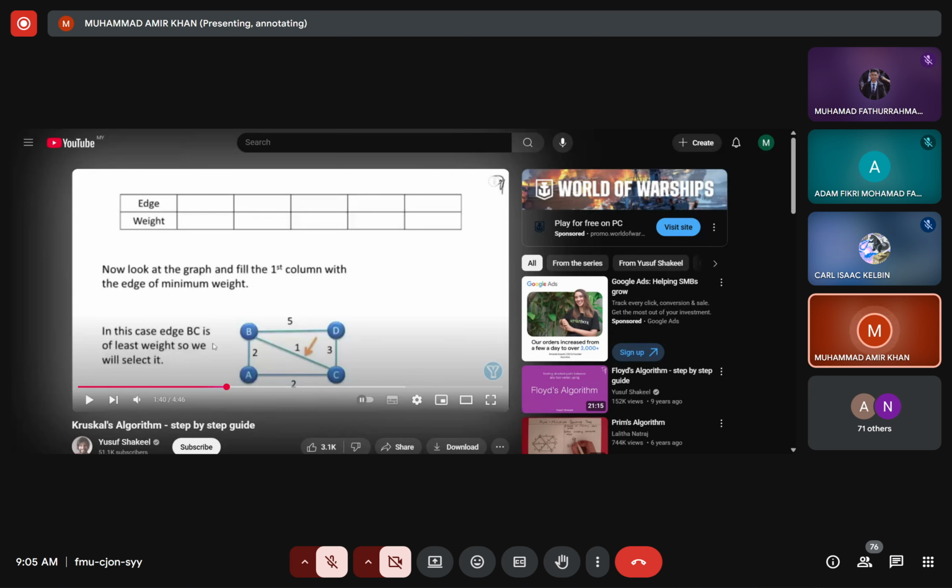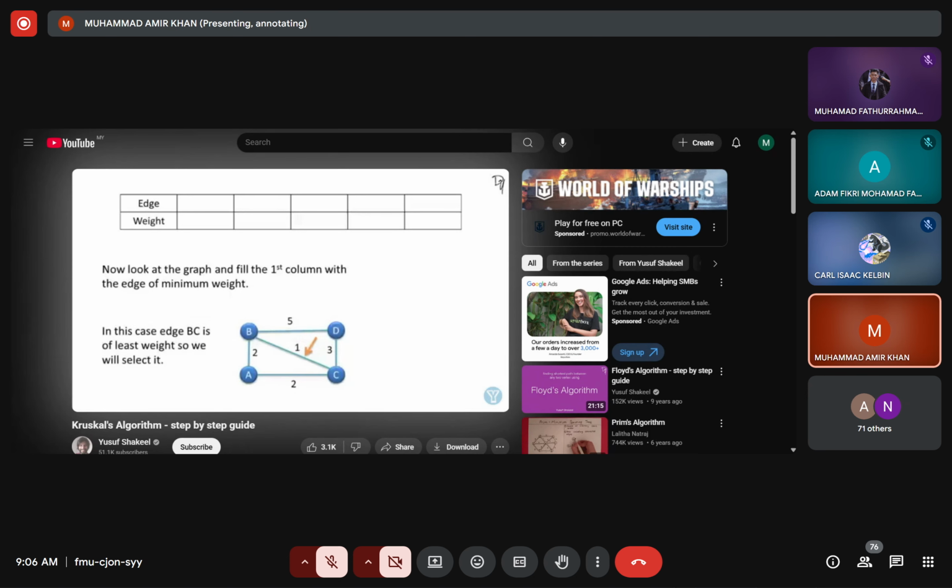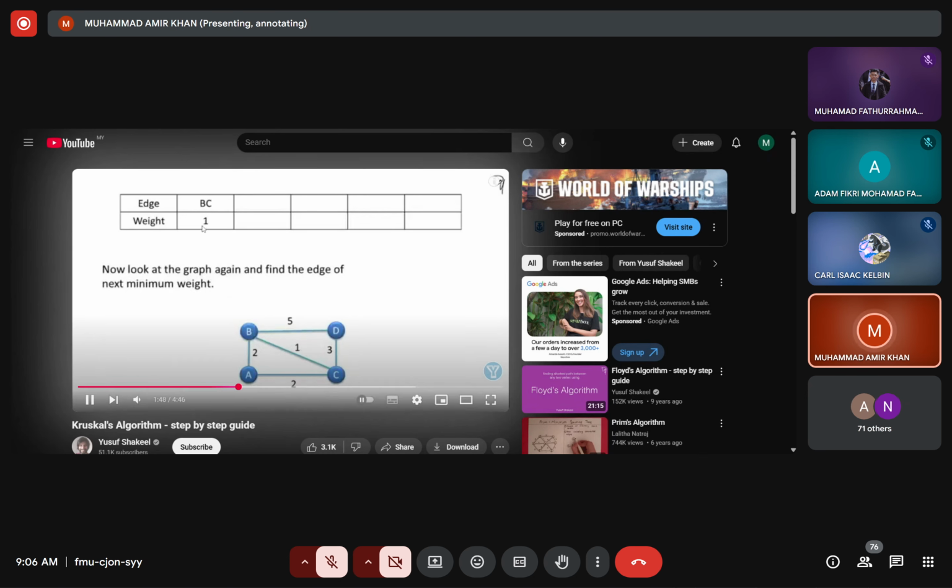In the graph, BC is the lowest weight, so we can select it. BC is the lowest edge. We start from the lowest. So now look at the graph and fill the first column with the edge of minimum weight. In the whole graph, we can see we have 1, so 1 is BC. Edge BC and weight 1.